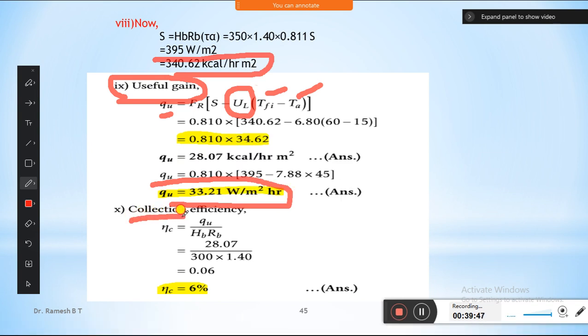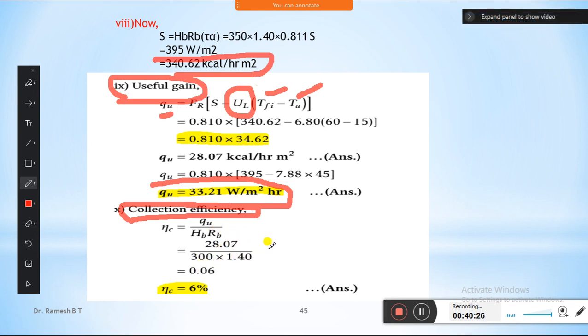And the final unknown we have to identify is the collector efficiency. The collector efficiency is given by eta C, where eta means efficiency for the collector, which is equal to QU by HB RB. It's only for the beam radiations, we consider the beam radiations. So QU we got as 33.21, and HB into RB means how much energy is input. So output divided by input: output is QU, input is HB into RB. HB is 300 and RB value is 1.40, and if you calculate, that gives 0.06.